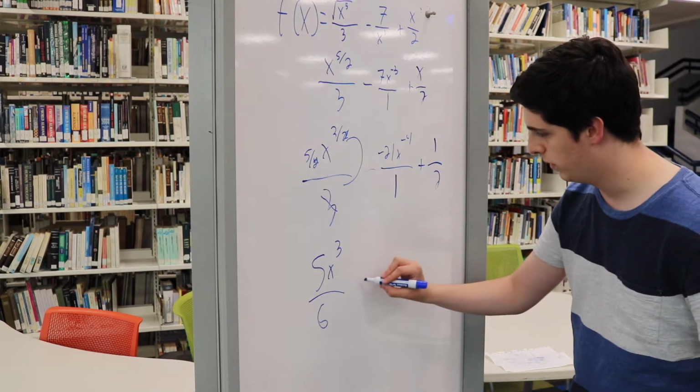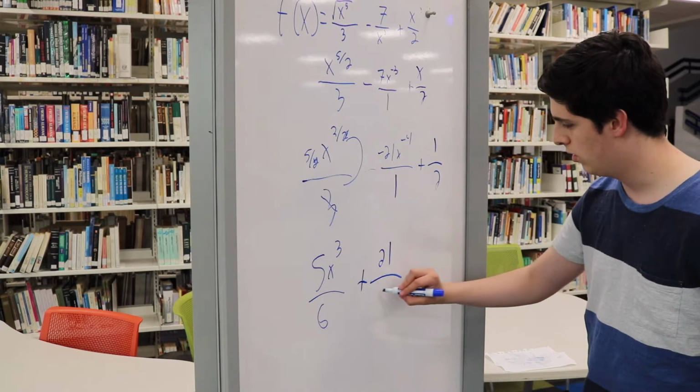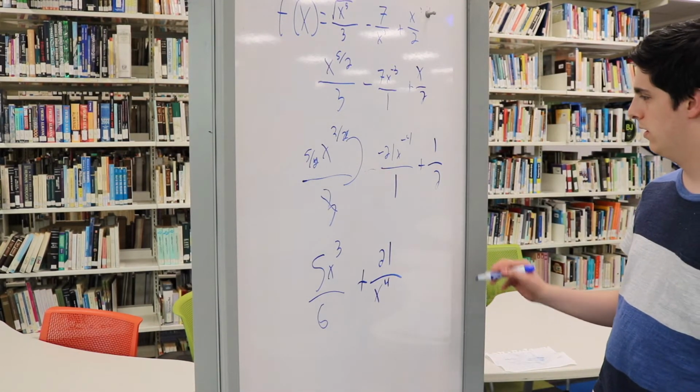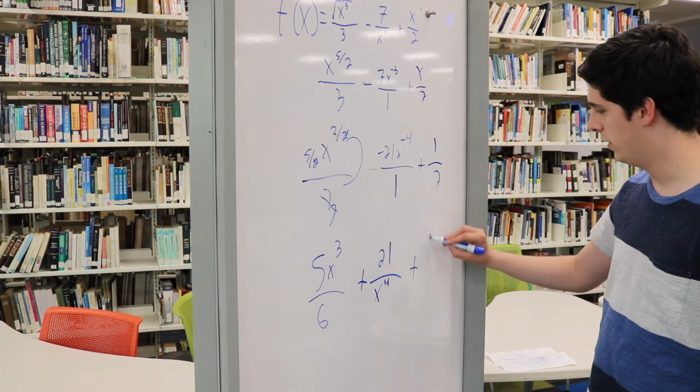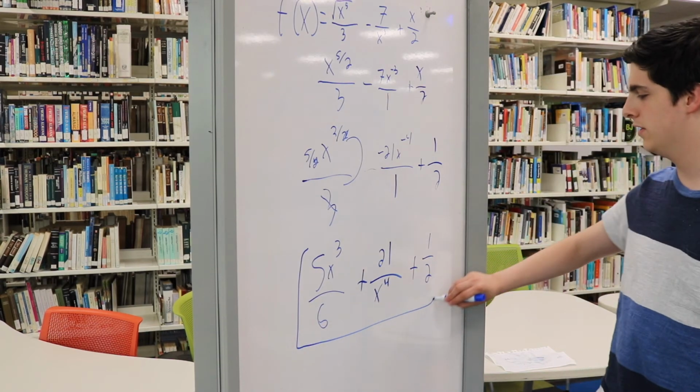So it's going to be plus 21 over x to the 4, and this is going to stay the same. It's already complete, and this is going to be your final answer.